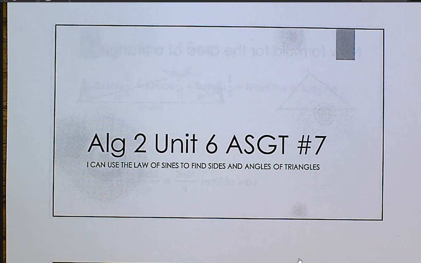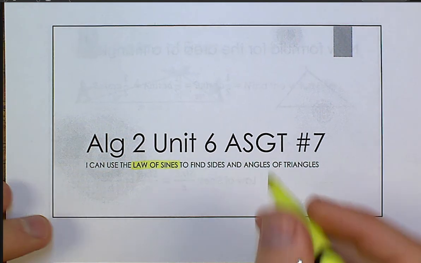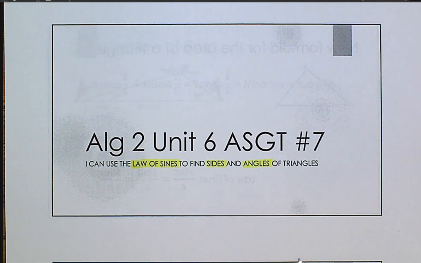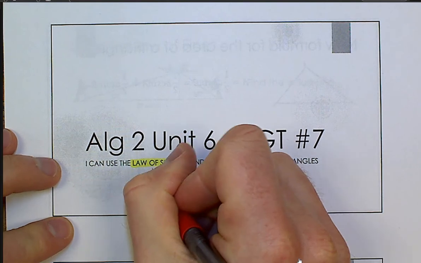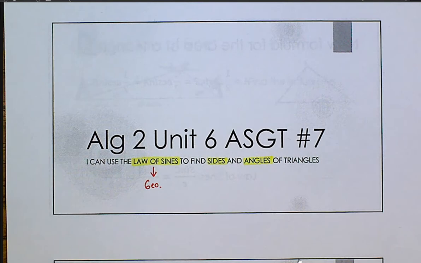Today we are going to be focusing on one concept and one concept only, and that is going to be the law of sines. And we're going to be finding two things. We're going to be finding sides, and we're going to be finding angles. A couple of quick reminders for you: law of sines is something you actually did in geometry, so hopefully you can recall this. If you can't, no big deal, but hopefully this jogs your memory a little bit.